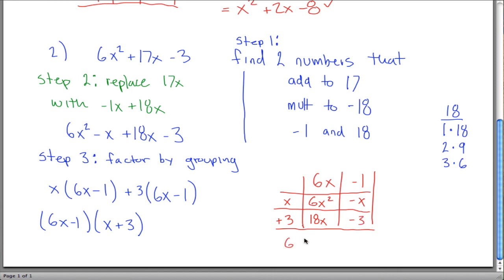So what we get when we multiply those together is 6x squared plus 18x minus 1x minus 3, which is the same as 6x squared plus, it's hard to read, 6x squared plus 17x minus 3. And sure enough, that's what we're supposed to get. Our answer checks. We did everything right. We are done factoring, done with this problem.